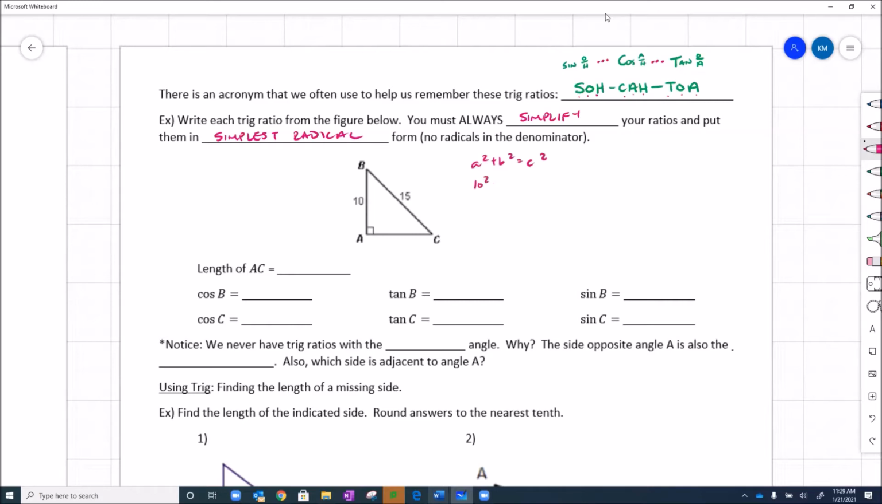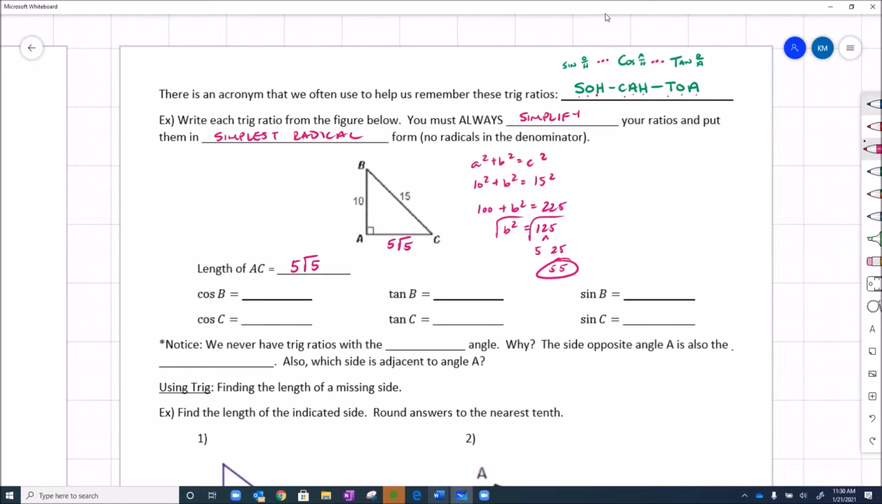So we'll say 10 squared plus, we don't know what b squared is, that's AC, equals 15 squared. It's 100 plus b squared equals 225. Subtract 100 from both sides. And so now to take the square root, 5 times 25, 5 and 5. So you have a pair of 5s and a 5 without a pair, so it stays inside. Okay, so AC is 5 radical 5.